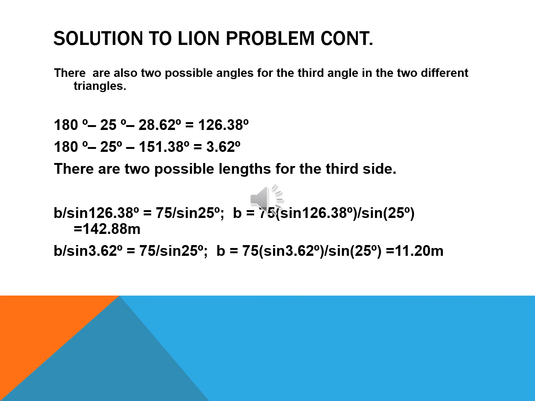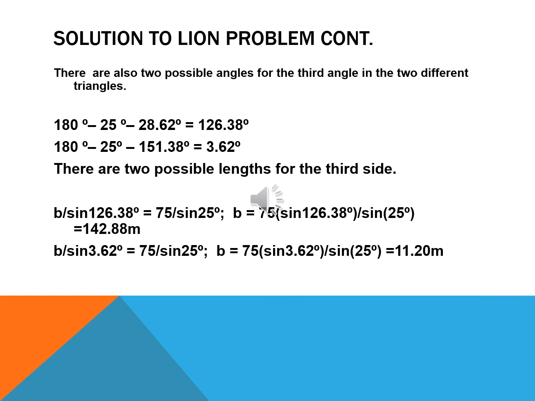Using the fact that all the angles have to add up to 180, I can find the third angle by subtracting 25 and 28.62, and I get 126.38. And I can take 180 minus 25 minus 151.38, and I get a little angle of 3.62 degrees. Those angles will help us find the other possible lengths.